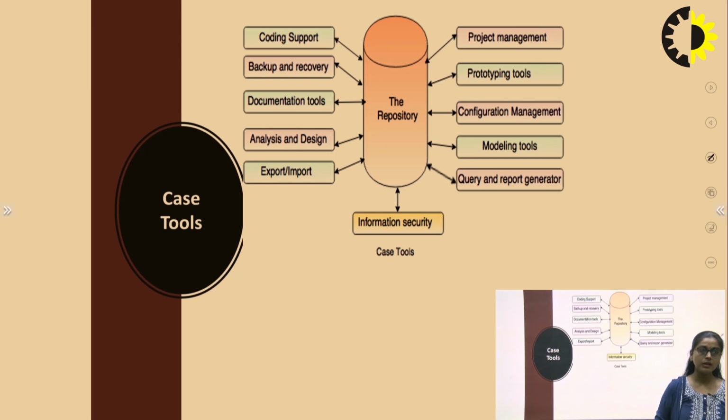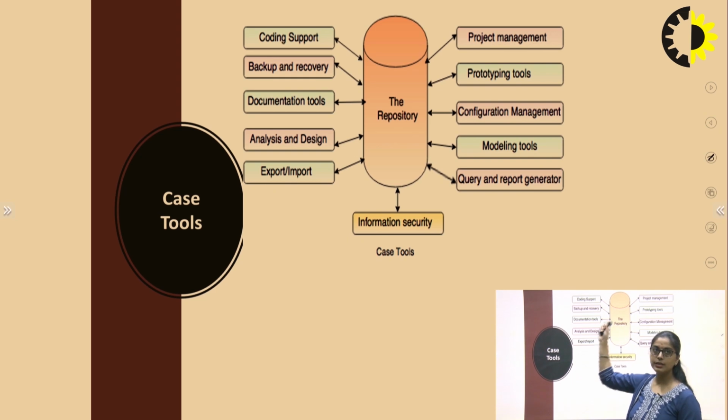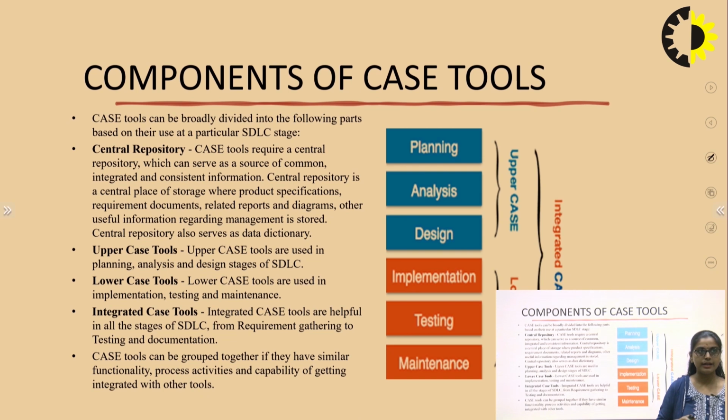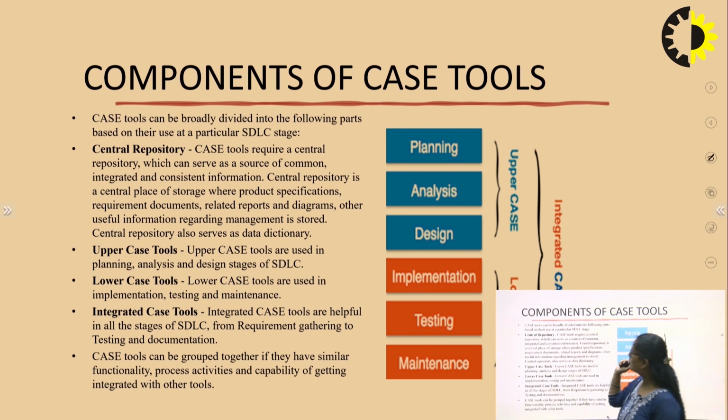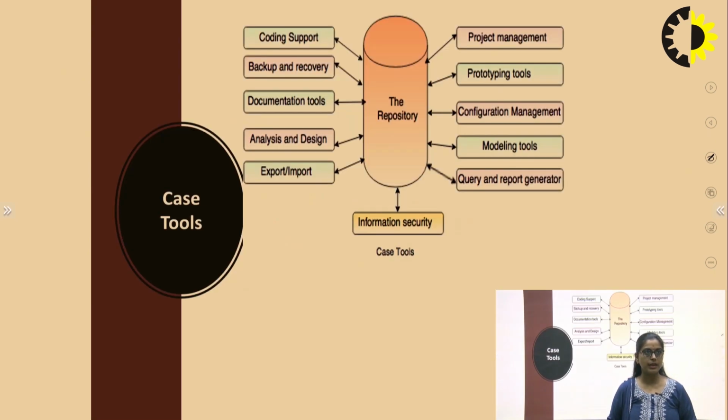Okay, now basically the CASE tools are divided in this diagram, as we discussed earlier. In this slide, if we are thinking about the components of CASE tools, we are dividing them into 4 parts. As you see here, the central repository is there, and the different SDLC phases are connected to this central repository, as the diagram represents. The repository part is there.